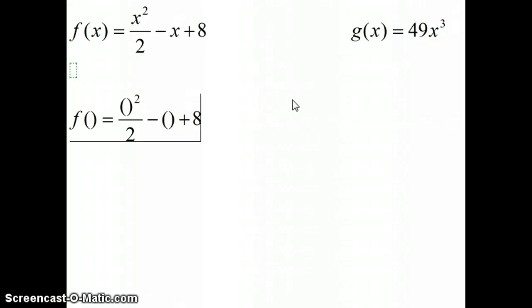Hey Katie, so let's take a look at functions a little bit. What we're dealing with in this section is all about composition of functions. So let's just review what we know about functions.